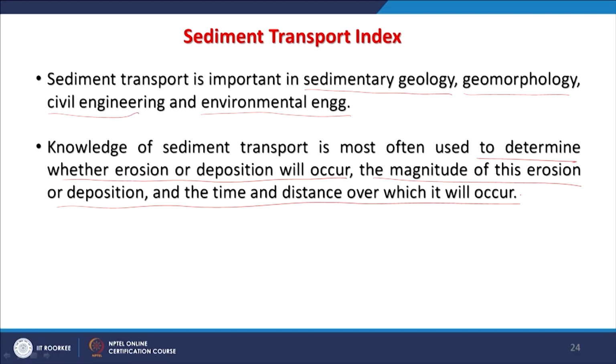Suppose on a Himalayan terrain, you are having a large reservoir, for example, the Tehri reservoir. Now, you would like to estimate what kind of sediment will be coming into the reservoir, because you know that the more sediment comes into the reservoir and settles down, it will reduce the storage capacity of the reservoir, and ultimately it will reduce the power production from that reservoir. So, estimating sediment transport is very important from that point of view.